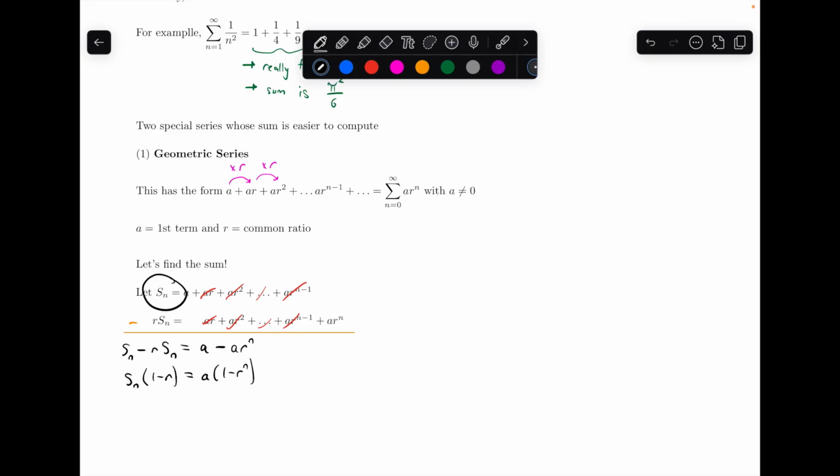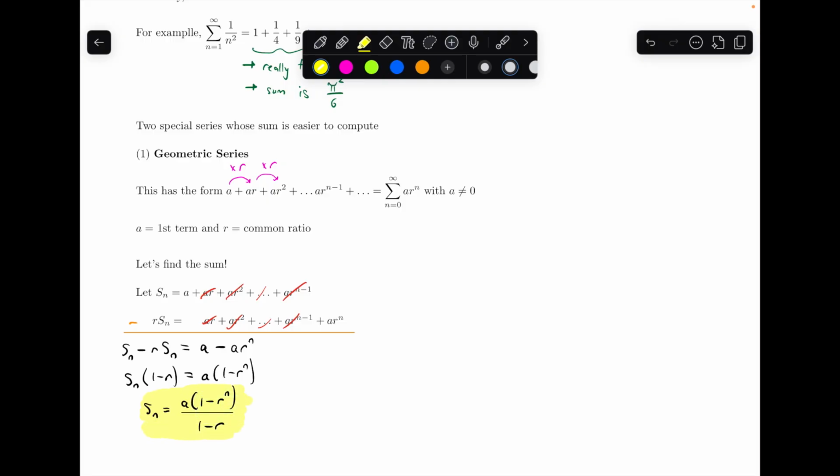I was trying to figure out what this nth partial sum is. So to isolate it, divide by 1 minus r. I get S sub n equals a times 1 minus r to the n over 1 minus r. So I'm going to highlight this. This is a formula for the nth partial sum of my geometric series.